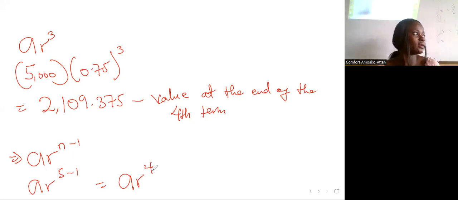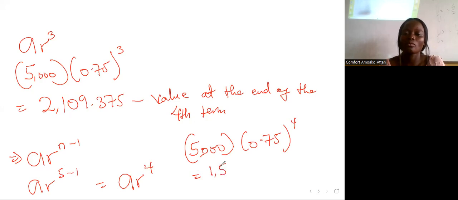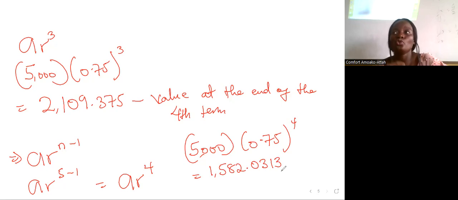Are you okay here? So substituting the values over there, what are we getting? So we have 5,000 Ghana cedis times 0.75 exponent 4. What are we getting? 1,582.03125. Okay, so we can say at least 2, the 4 decimal places. All right. So this is the value at the end of the fifth term.